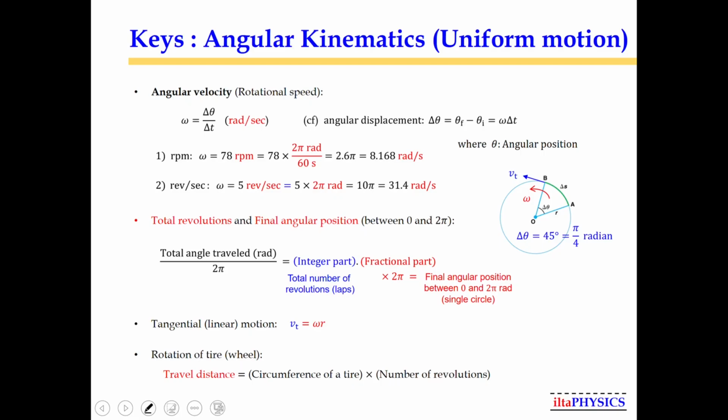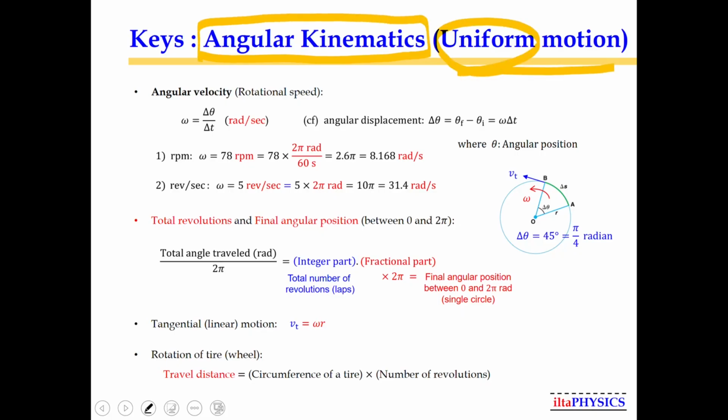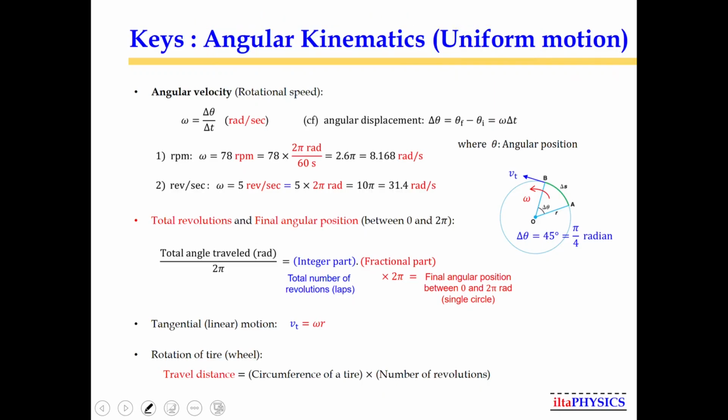The problems we're tackling today involve rotational motion where the velocity is constant, meaning there's no change in speed. We call this uniform rotational motion. There is really just one fundamental formula used to describe this. The rotational velocity of an object, or its angular velocity, is the change in angular position divided by the time interval. The unit for this is radians per second.